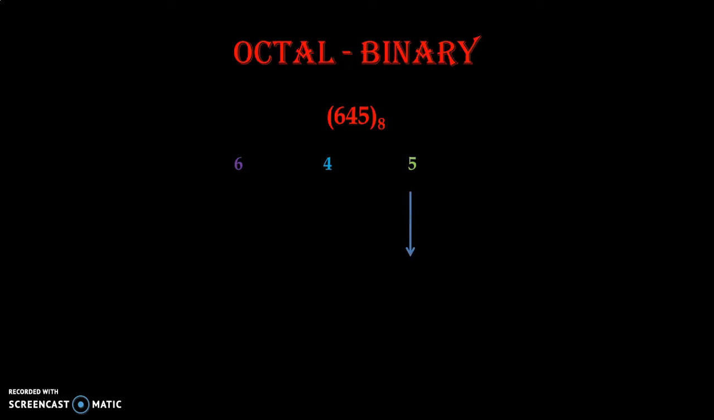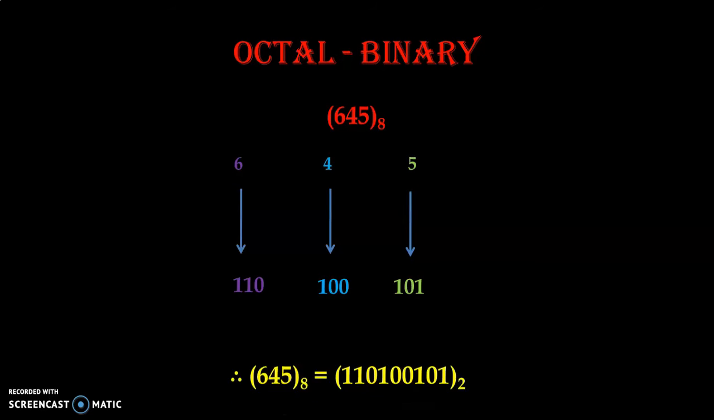Suppose for 5, if we write the equivalent binary number, then we can write it as 101. You should always remember the 4-2-1 system. So 4 plus 1, that is 5. For 4, the equivalent binary number is 100. For 6, it is 110. So after writing the equivalent binary number for each individual digit of the octal, now we have to club them.